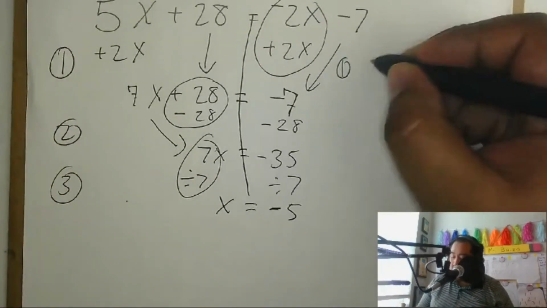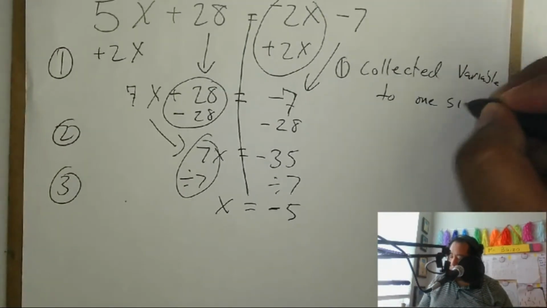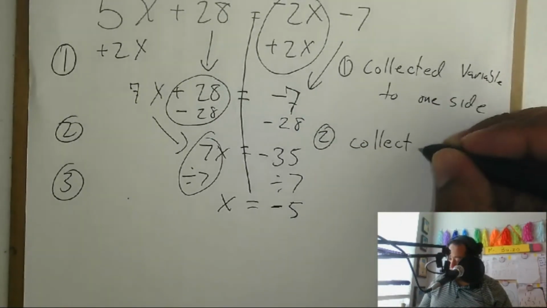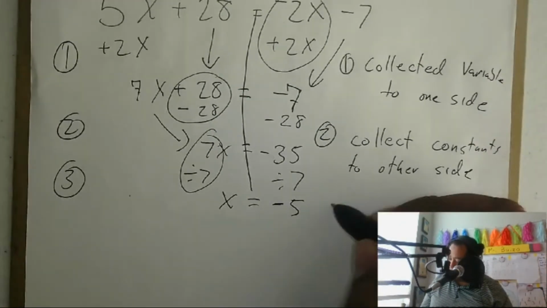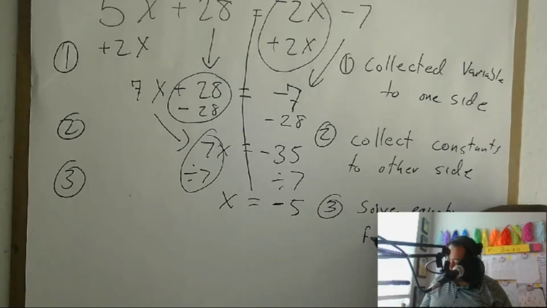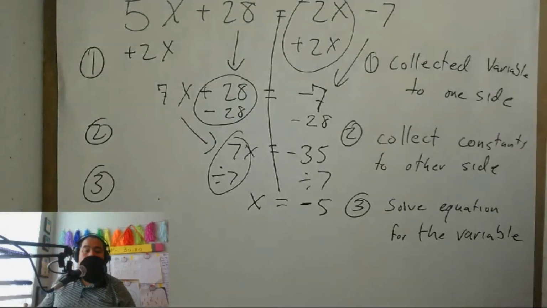So let's go ahead and review the steps that we took. In our first step, we collected the variables to one side. In our second step, we collect the constants to the other side. And then in our third step, we solve the equation for the variable.